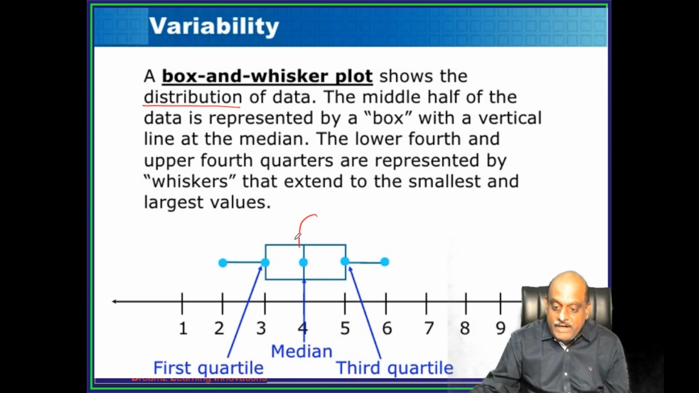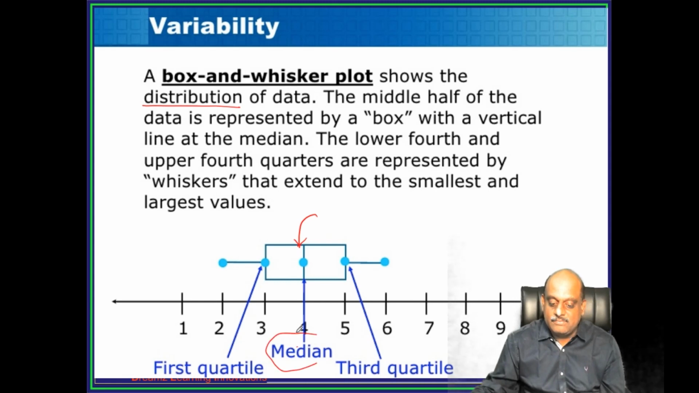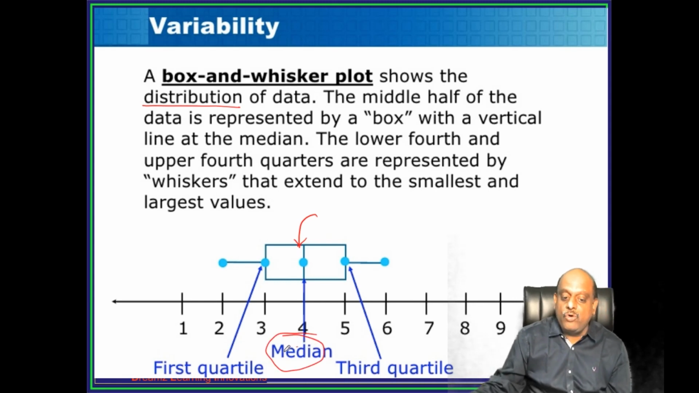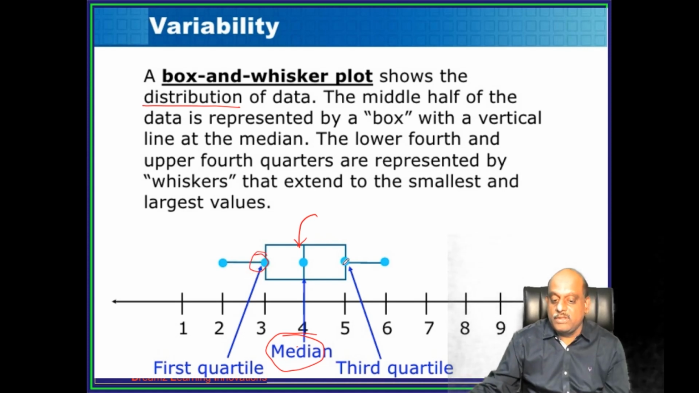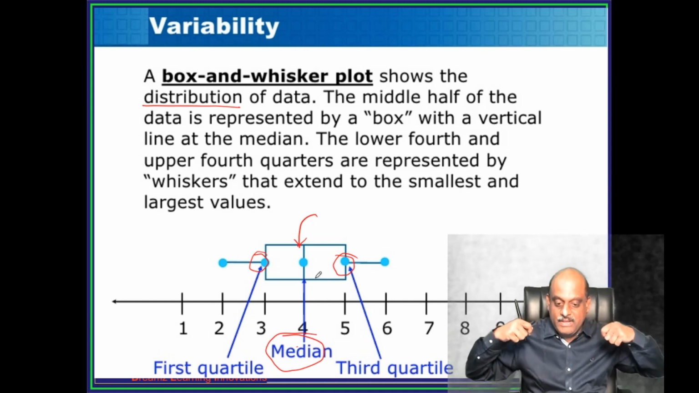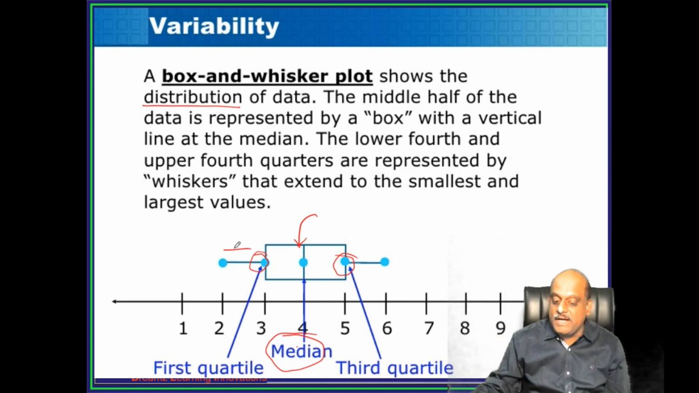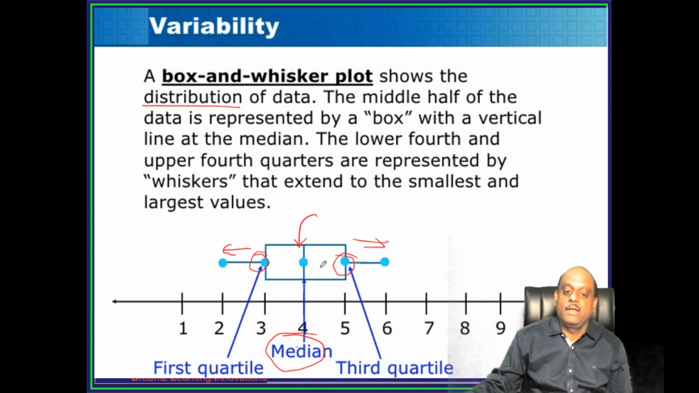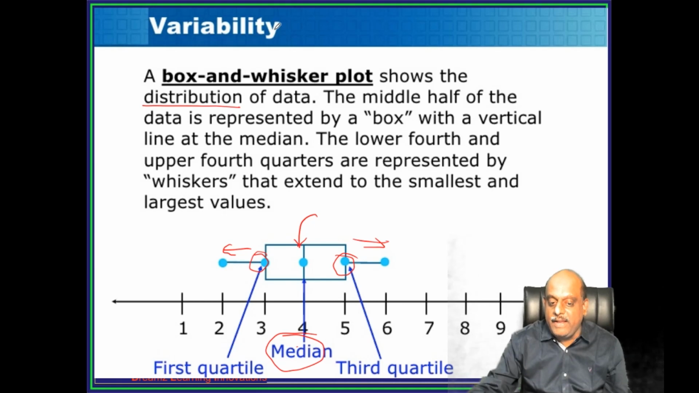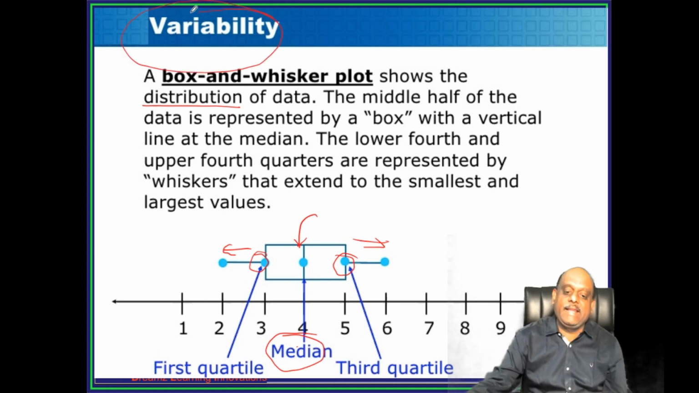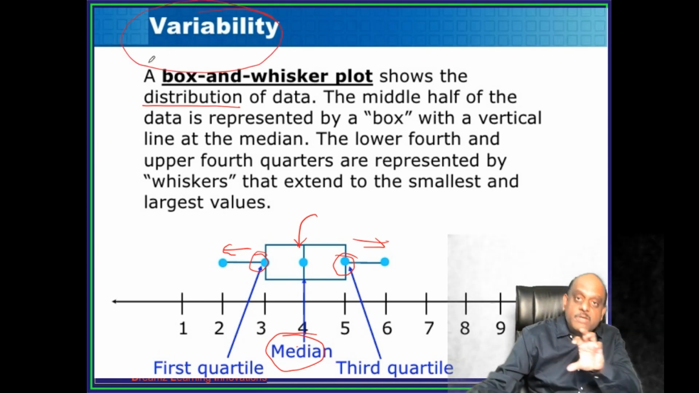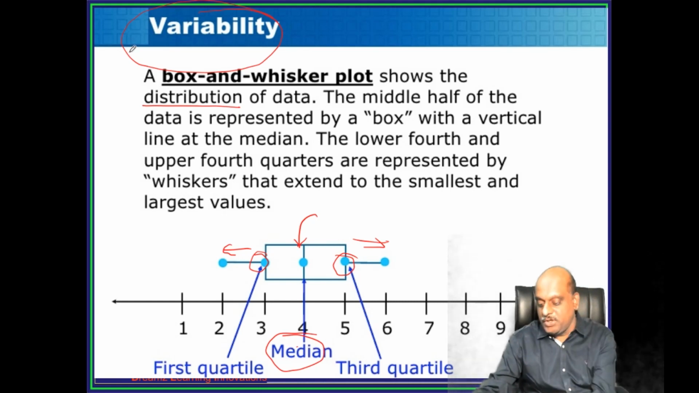The middle half of the data of the box represents the median. The lower fourth and the upper fourth quarters are represented by whiskers that extend to the smallest and largest values. So, box and whisker plot mainly is to study the variability in the distribution of the data, is what you should remember.